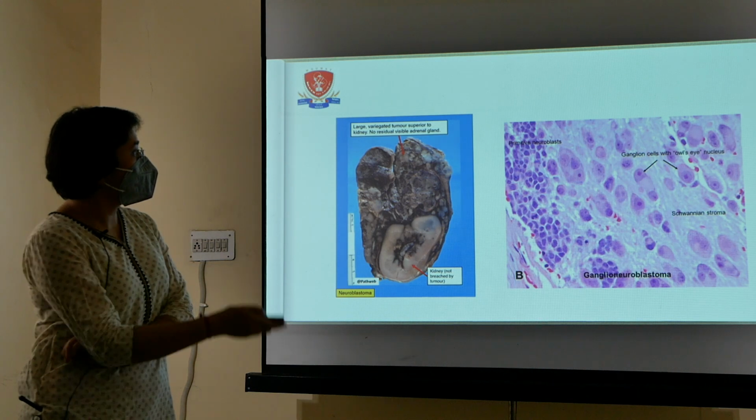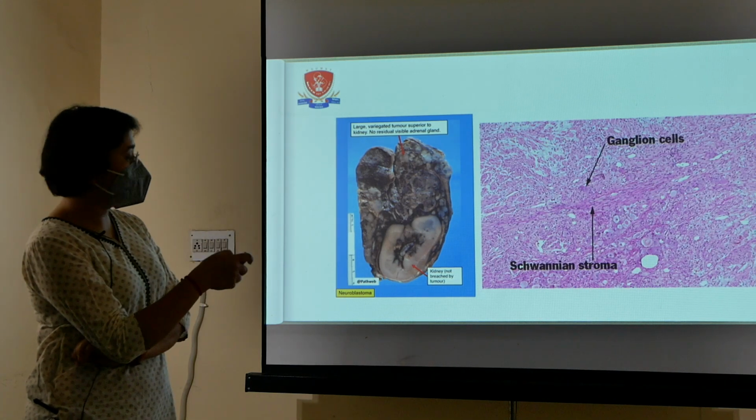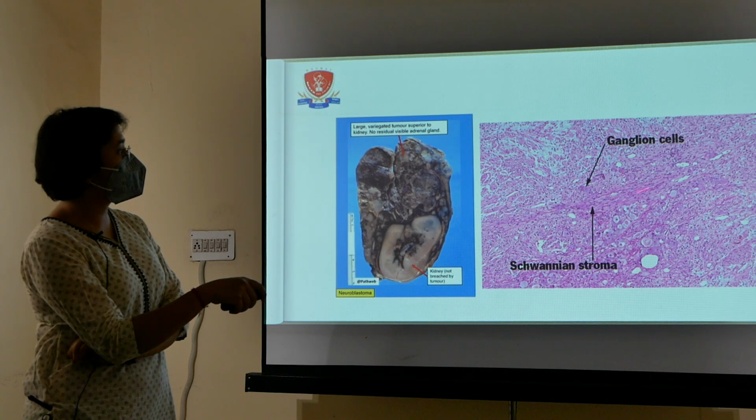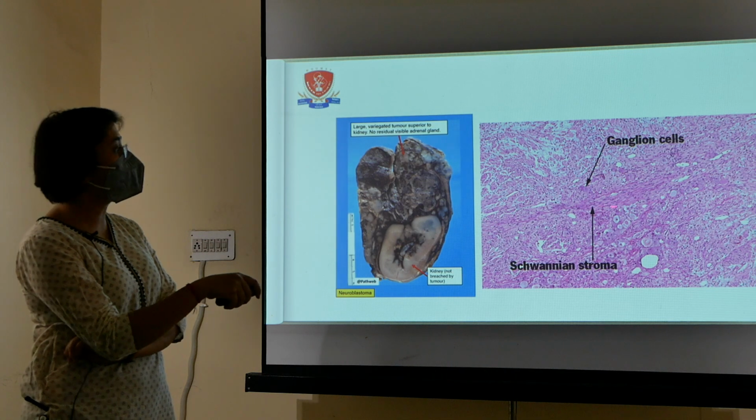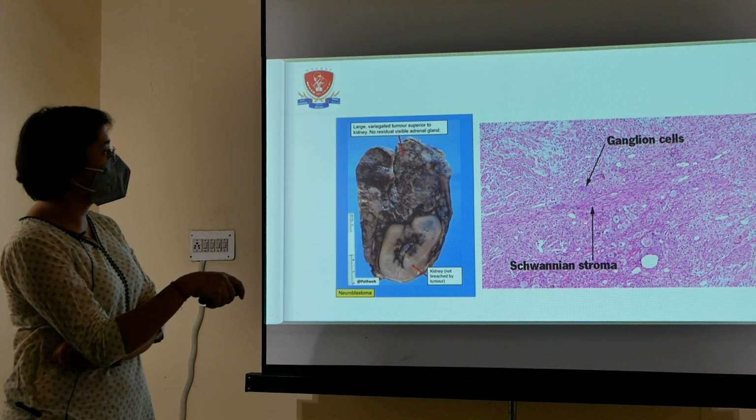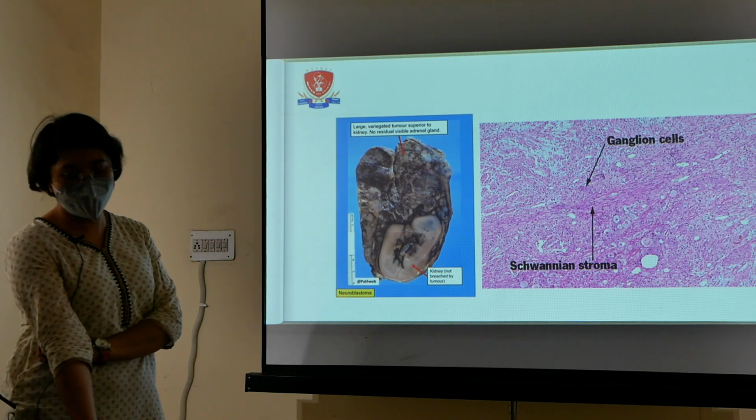And the next one here is the ganglion cells, and you can see this is the nerve cells, the mature nerve cells, right? So this is a Schwannian stroma. So that's why the entire thing is now known as ganglioneuroma. So it's a mature cell. So that's all about neuroblastoma.